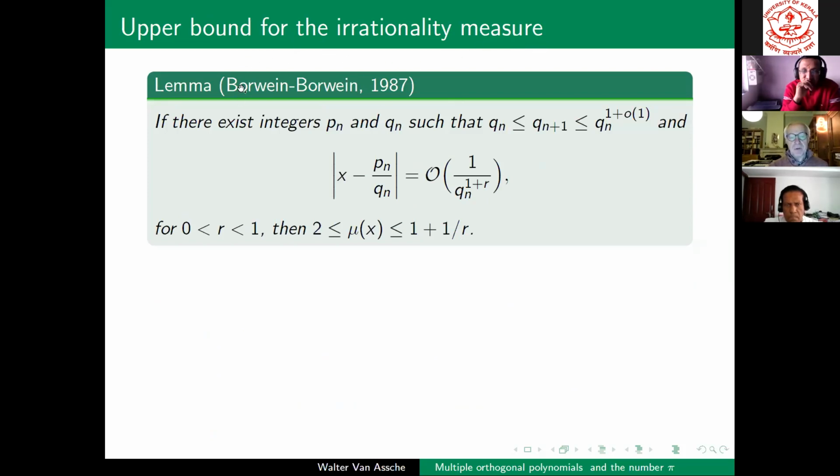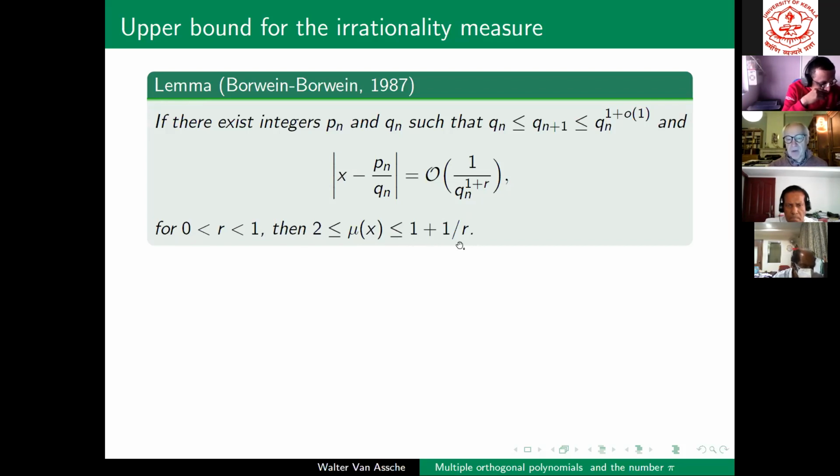Well, I can use a result by the brothers Borwein, Jonathan and Peter Borwein from 1987. It's in their book on the AGM, the arithmetic and geometric mean. It's constructive: if you can find integers Pn and Qn such that Pn over Qn is a rational approximant to x of order 1 plus r, where r is a number between 0 and 1, then the measure of irrationality of x is going to be bounded from below by basically 1 plus r, but since r is between 0 and 1, it will immediately jump to 2.